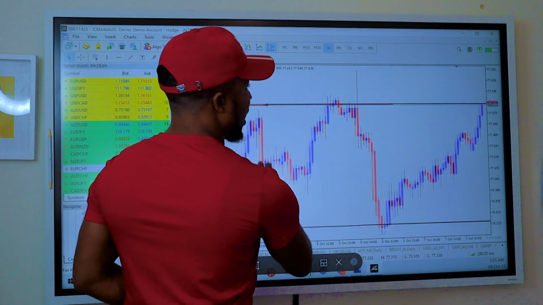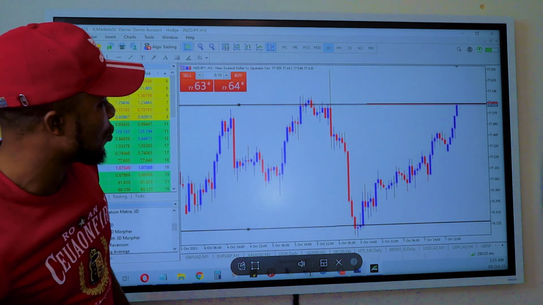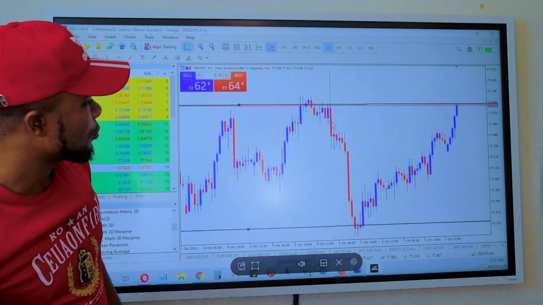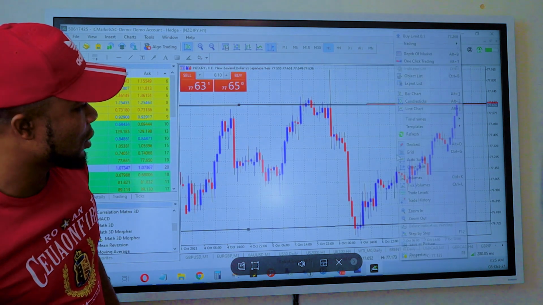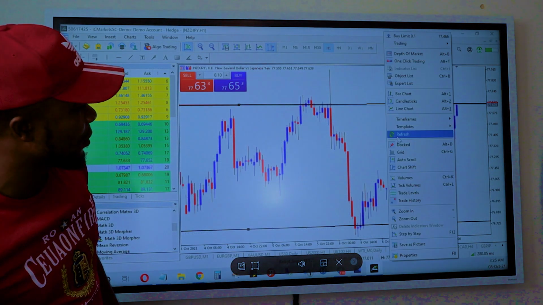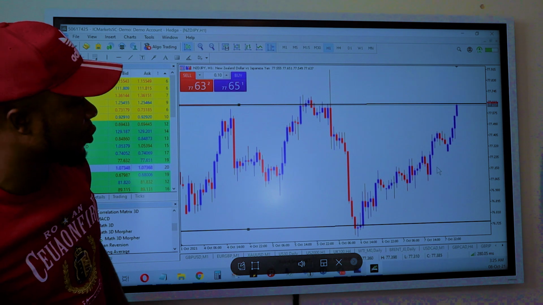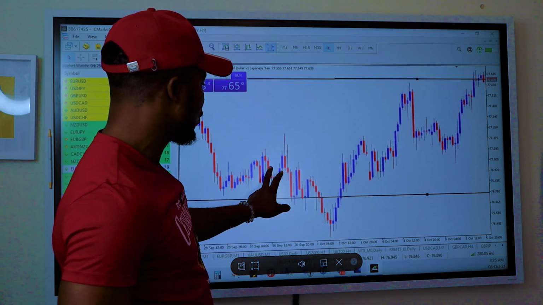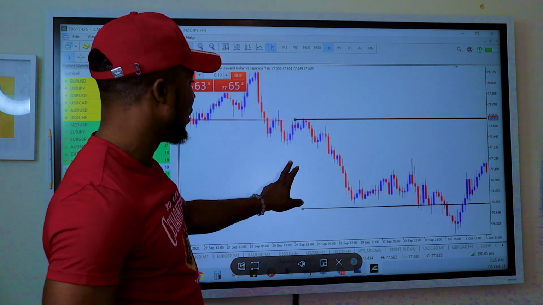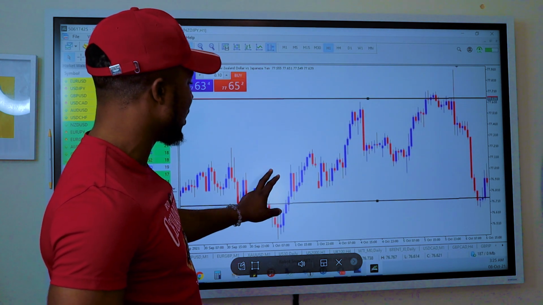And on this same chart, let me remove it from auto scroll. I don't want grid. Let's remove it from grid. Let's also remove it from auto scroll. Good. So on this same chart, you can see the same chart that I was using to explain. This is the same thing we have here. This is the same support and resistance level.